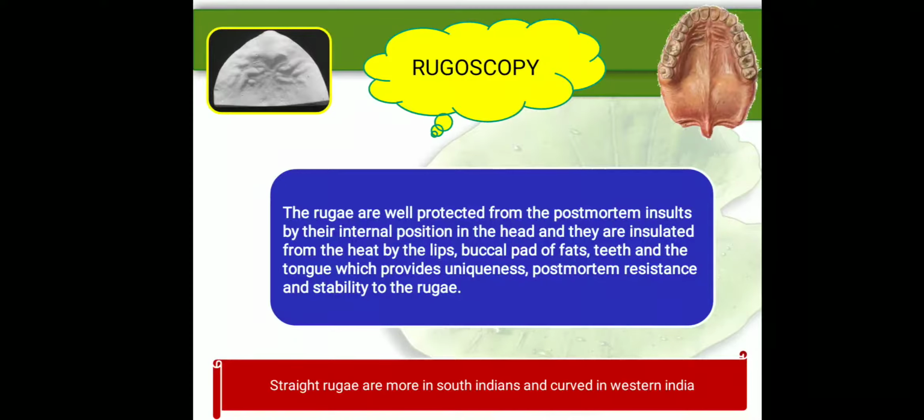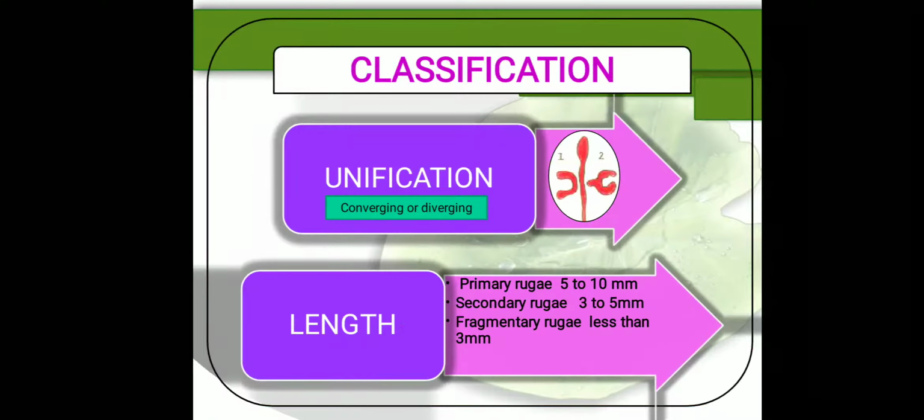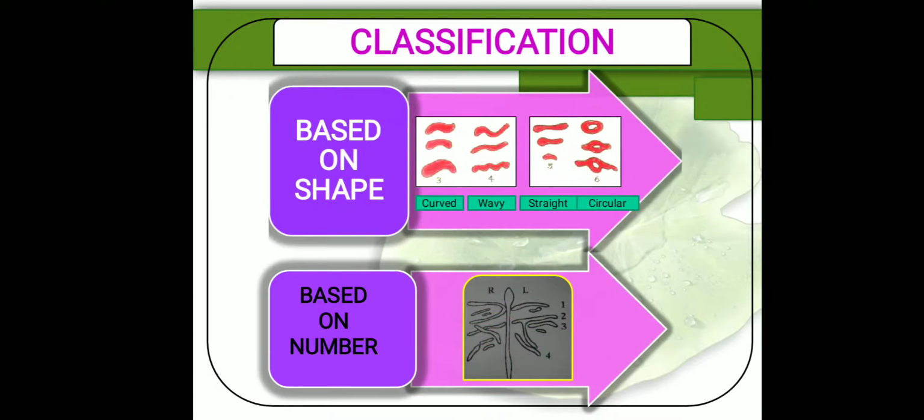Now, how we identify in rugoscopy, first I'll tell you the classification. Some have converging rugae, some have diverging. The first indicates converging, the second indicates diverging. The primary rugae usually have 5 to 10 mm in length when we take the cast and note them down with a vernier caliper. Secondary rugae are 3 to 5 mm, fragmentary rugae are less than 3 mm. Based on shape, they can be curved, wavy, straight, and circular. Based on number, they can have 1, 2, 3, 4 numbers.